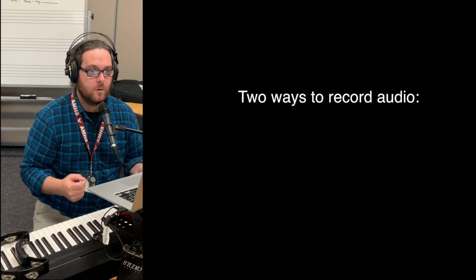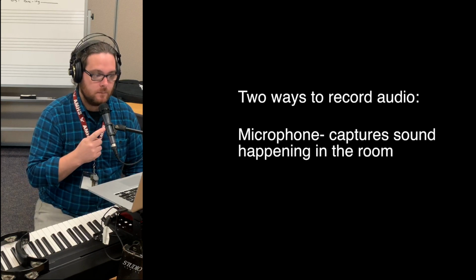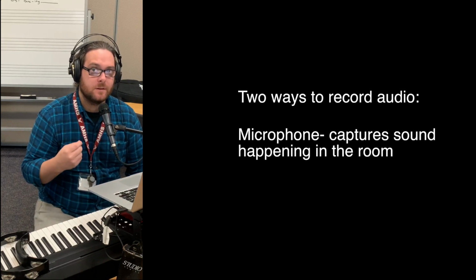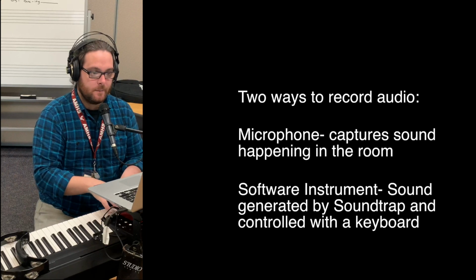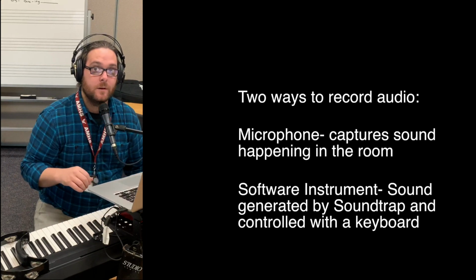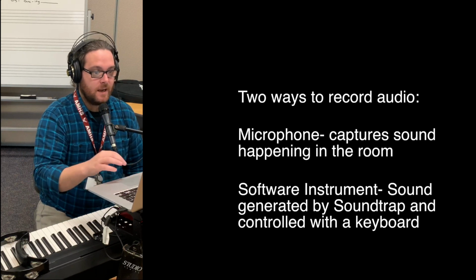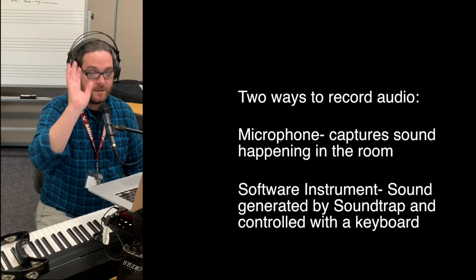So we've just gone through 2 ways to record audio in Soundtrap. We can either use a microphone with an audio interface or the built-in microphone in our Chromebook to capture an instrument that we're playing physically in the room, or we can use a piano keyboard or the Chromebook keyboard to generate sound using Soundtrap's library of instruments. So we have synthesizers, strings, brass, woodwinds. The sky's the limit here.